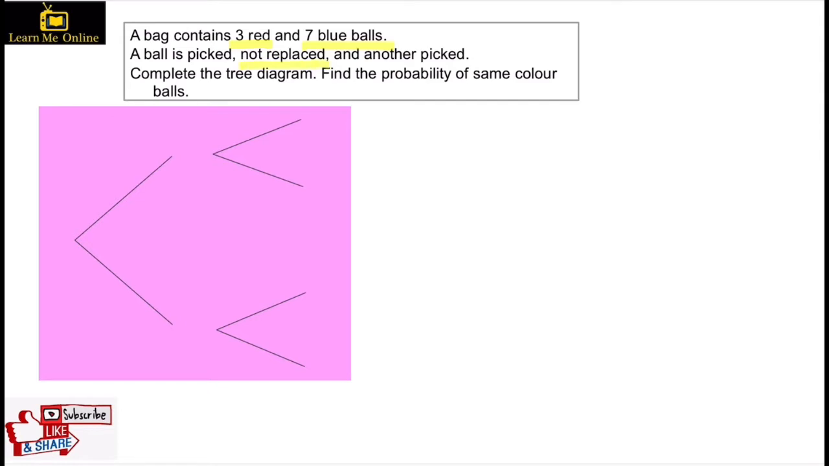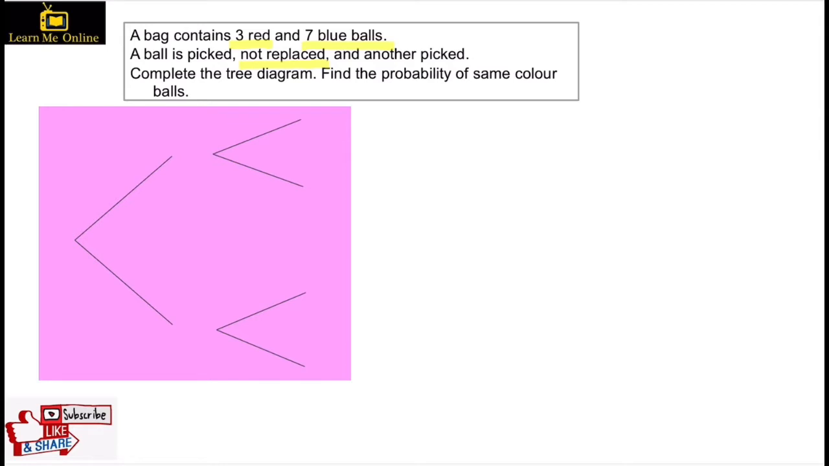The keyword here is "not replaced", which means that if initially you have 10 balls in total in a bag and you pick one up, the remaining number of balls will not remain as 10, but will be 1 less, which is 9.